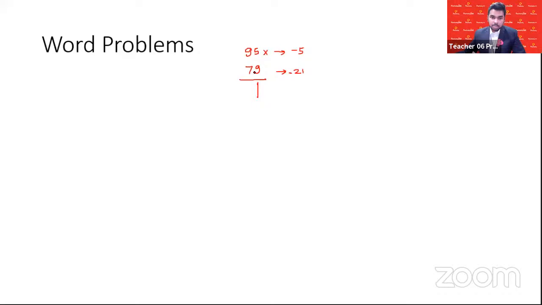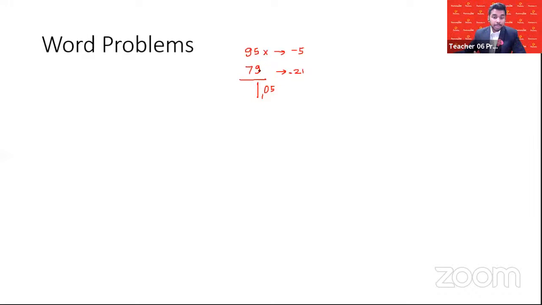Number split means that you have to write this product of 95 into 79 as two parts. There will be a part on the left side as well as the right side. The right side number is going to be the product of the numbers, minus 5 times minus 21, and this is going to be 105. So I'm going to write 105 differently, as 05, because only 2 digits are allowed on the right hand side. So the 1 has to be carried to the left.